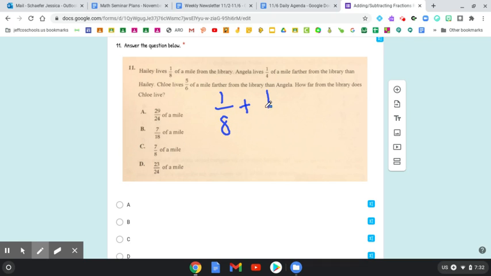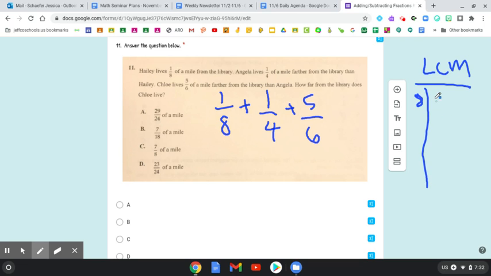So I have 1/8, 1/4, and 5/6. You can add 3 fractions at a time without having to do just 2 at a time and then the second one. And you can do that by finding an LCM of all 3 numbers. So I'm going to deal with LCMs for 8, 4, and 6 all at the same time and find something that's in common.